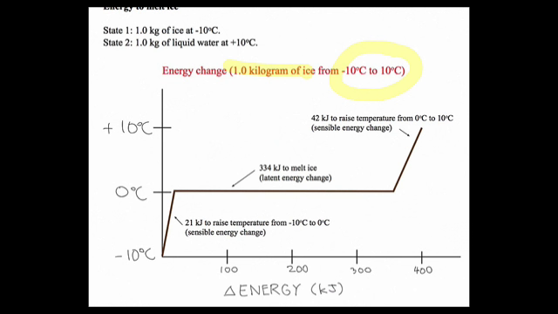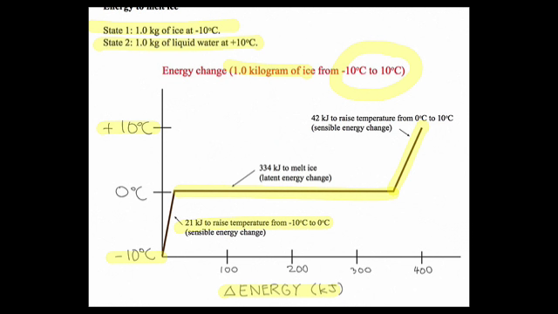So we have state 1, 1 kilogram of ice at minus 10 degrees C, state 2, 1 kilogram of liquid water at plus 10 degrees C. We can plot the change in energy of our system as a function of temperature from minus 10 degrees to plus 10 degrees Celsius. And we see that there's some energy change to raise the temperature along this part of the curve, there's energy change to melt the ice, to go from the solid form to the liquid form. And then along this part of the curve, we have another sensible energy change.